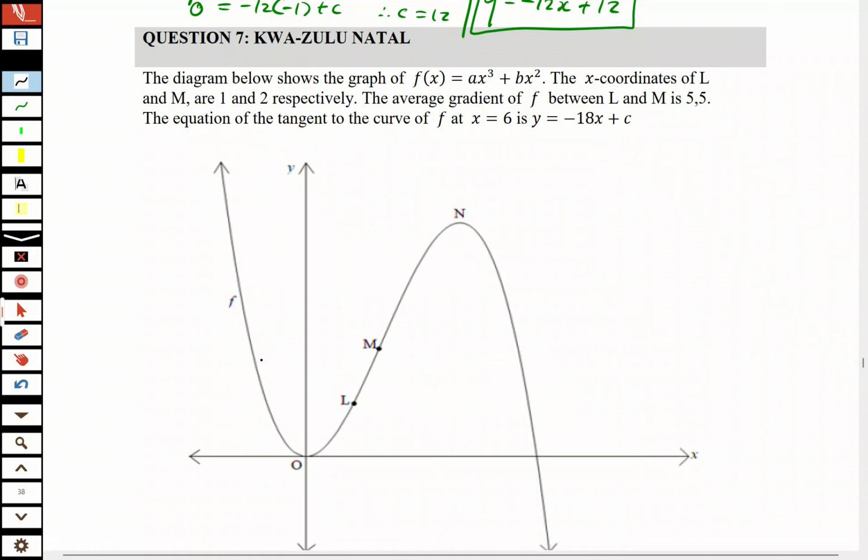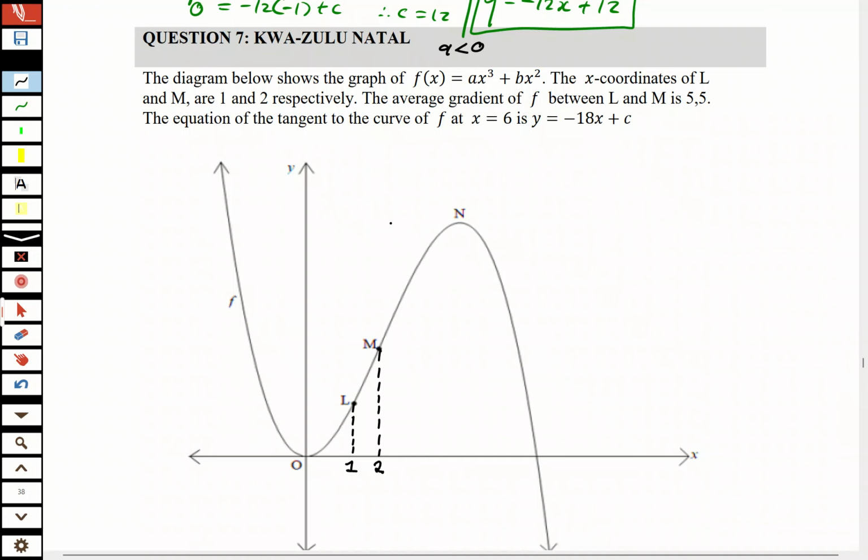Wait, this one starts by decreasing. It means now your value of a has to be what? Less than 0, since we see the sketches like that. Understand? So now they say the x coordinates of L and M are 1 and 2. So L, guys, is given by what? The x is 1. And then M, they say, is 2. So if you read there, you see 2.